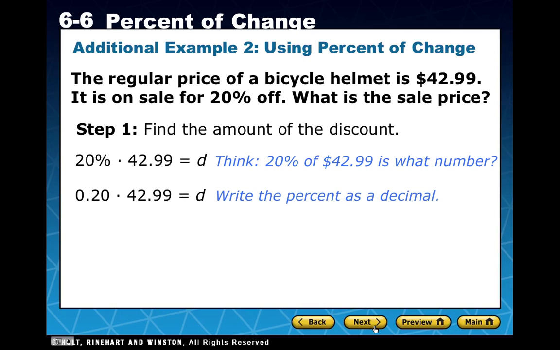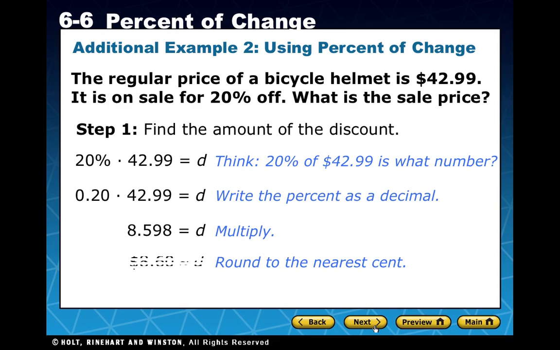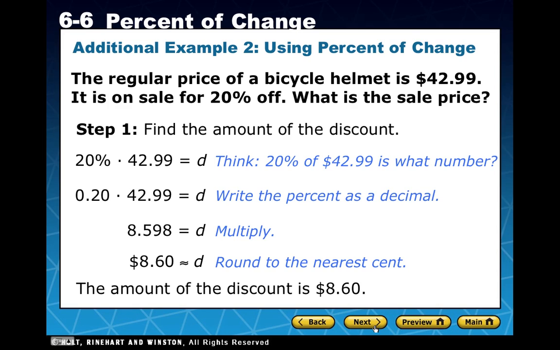So you can write an equation like this, or you can use a proportion. 0.2 times $42.99. We do not need to round to 43 because that's not what stores do. And we have 8.598, which would be rounded to the nearest cent because stores don't charge you partial cents. So that would be 860. That means that 860 is the discount, so that's how much less you are paying. So the amount of discount is 860, but that's not what it's asking. It's asking us what the sale price is.